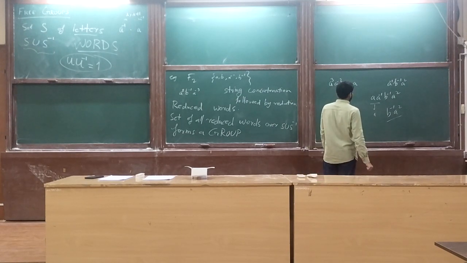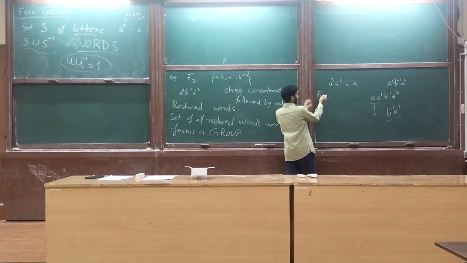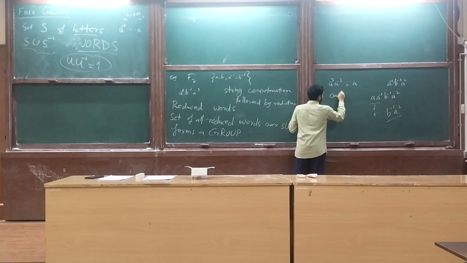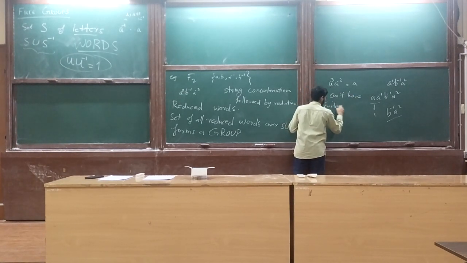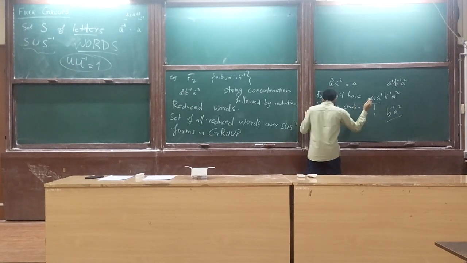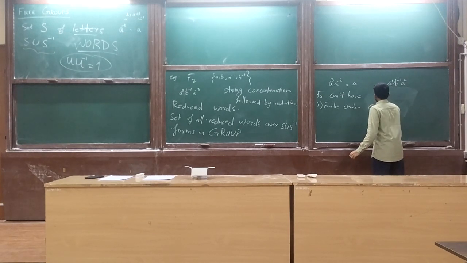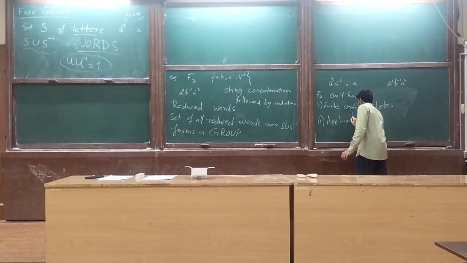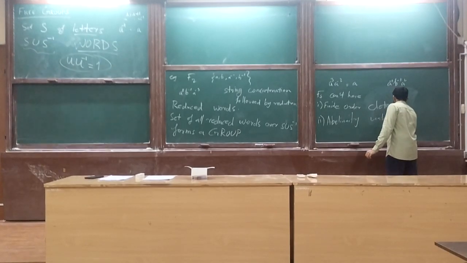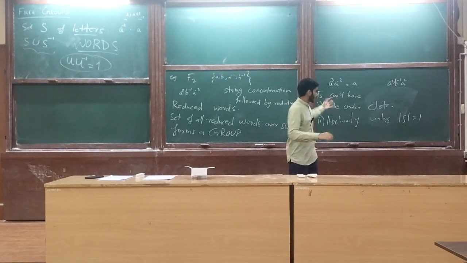So a free group on the set S, that's how it's denoted, can't have elements of finite order. It can't have abelianity unless the size of S is 1. It can't have any other trivial relations also, but these are some of the simple ones.